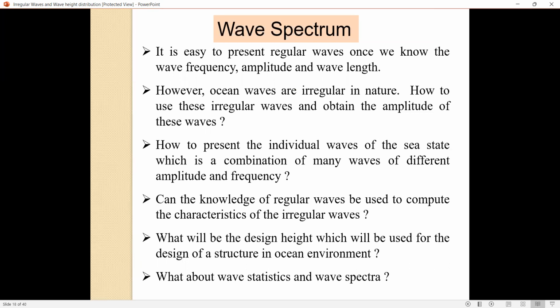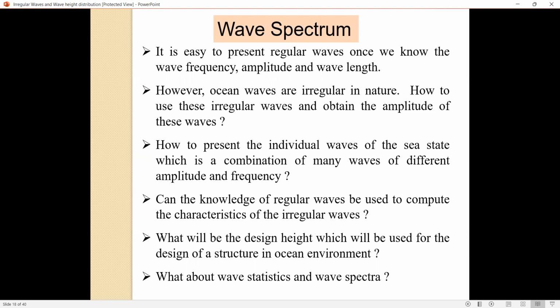In the case of regular waves, we think of a wave with a finite period. When I say cos(kx minus omega t), we always know that it's a periodic function. But with an irregular wave, when you have many such waves, you have many periods. How to represent the individual waves of the sea state, which is a combination of many such waves? Can the knowledge of regular waves be used to compute the characteristics of irregular waves? Because it is a superposition of many regular waves.